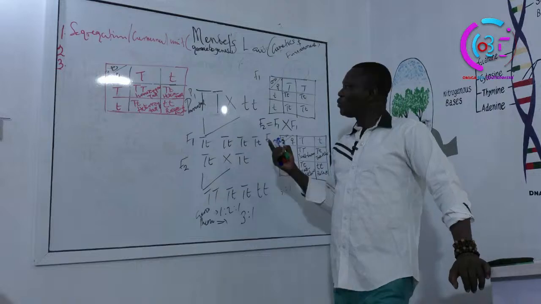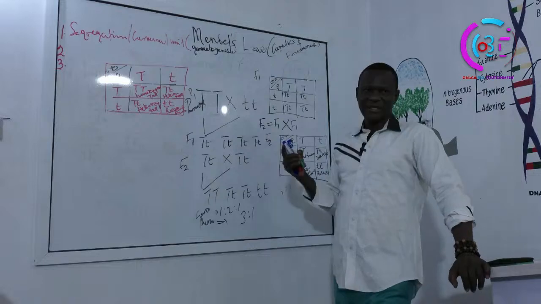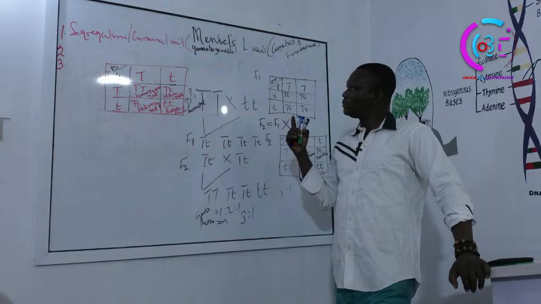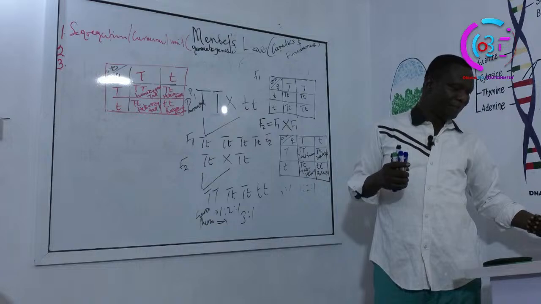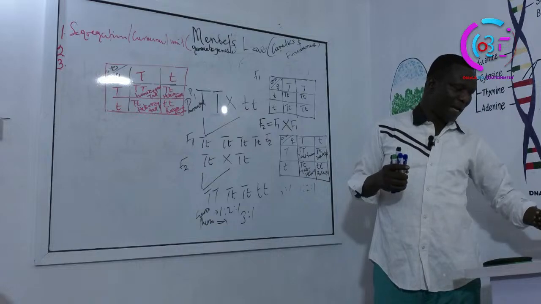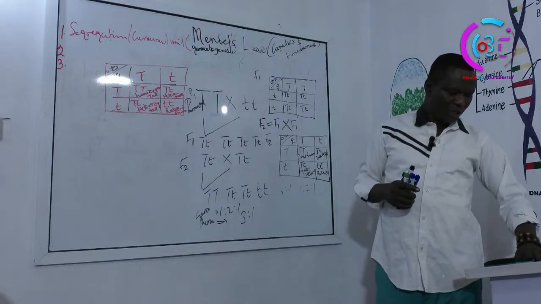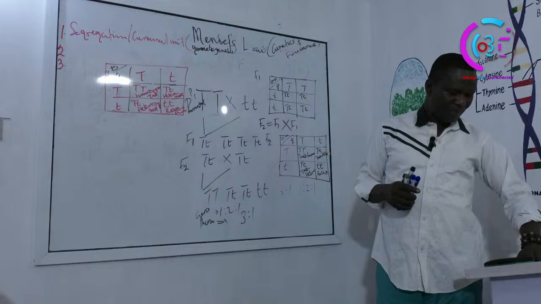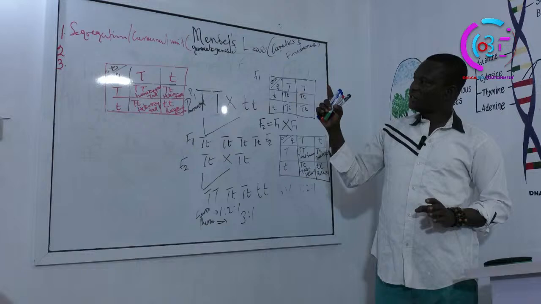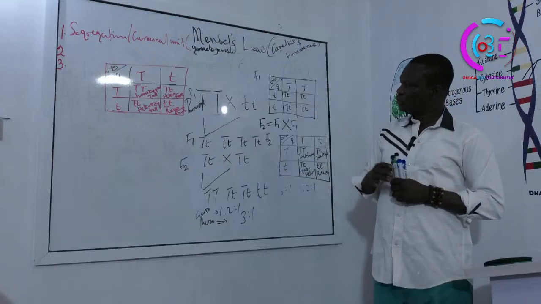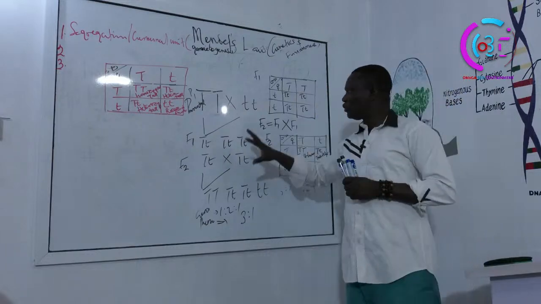Now, Mendel actually made use of the garden pea plants for his experiments, and we are going to see what are the reasons for Mendel to have chosen the garden pea plant over any other plant. So number one, before we go to second law and third law, we must take note of this.